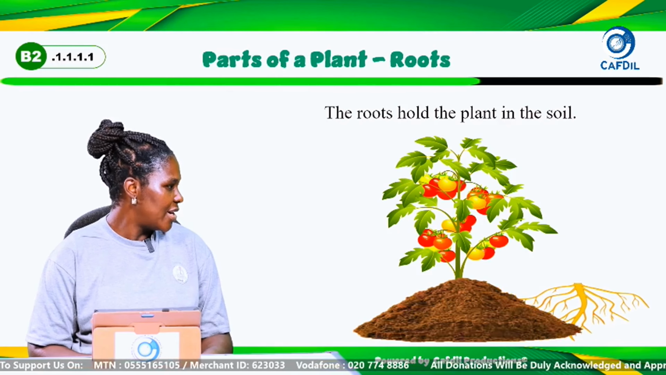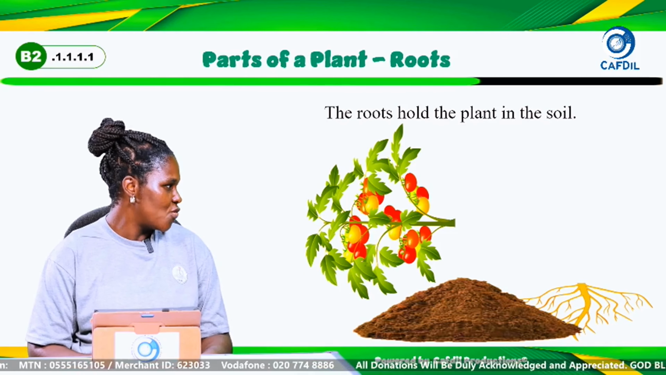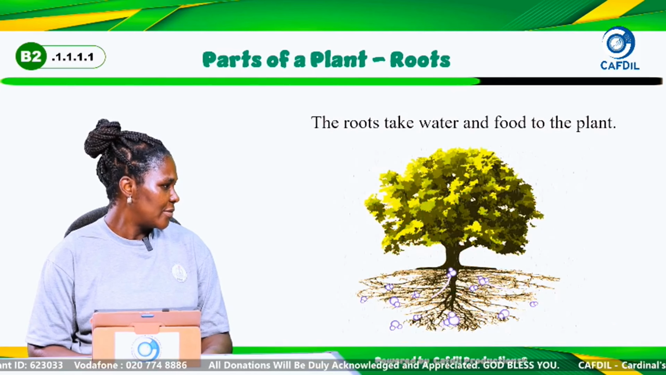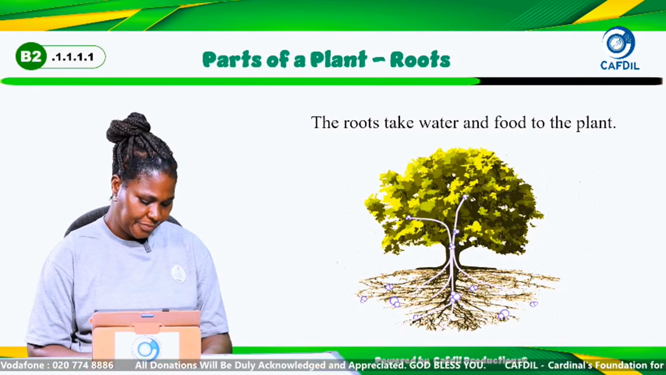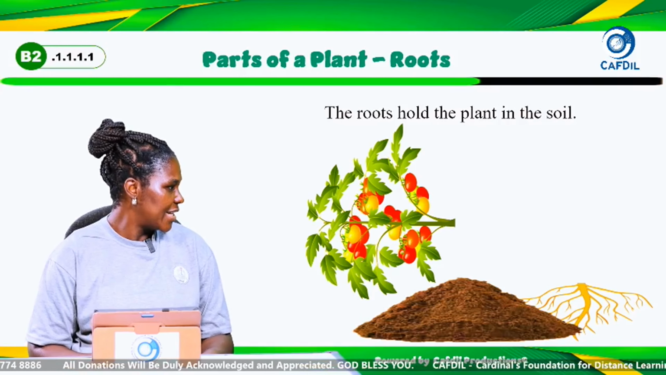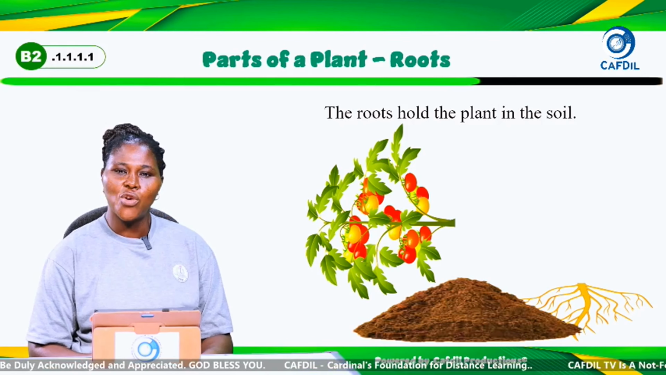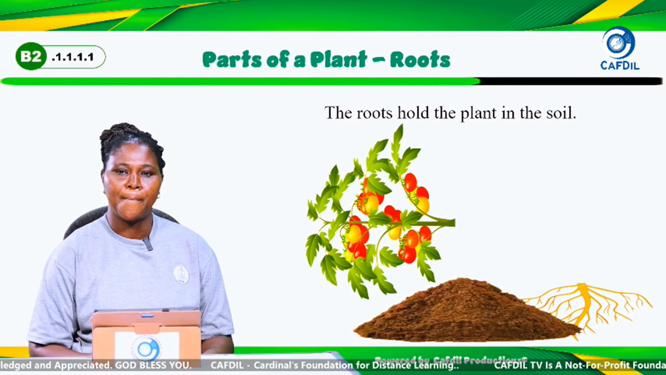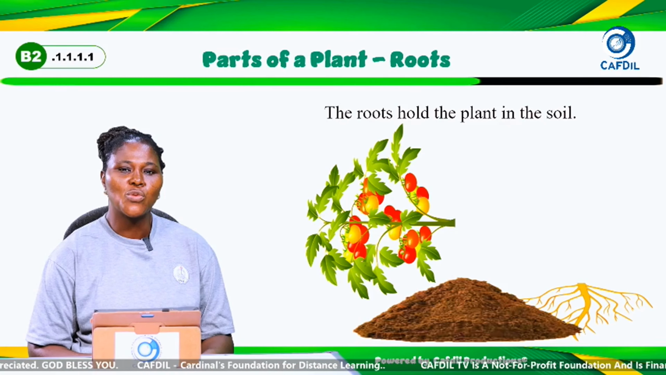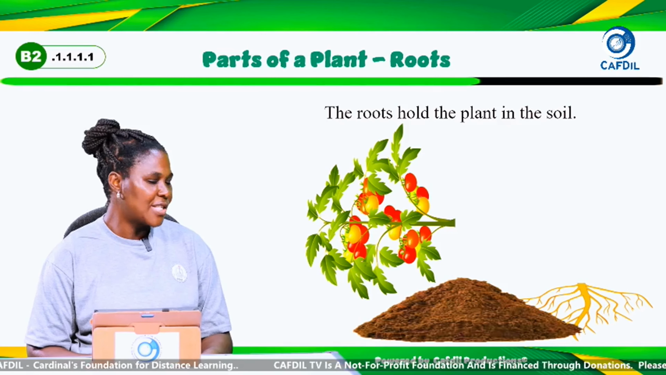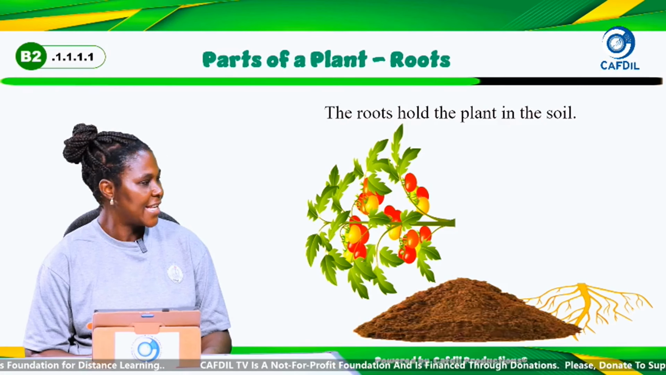Good. Now look at what is happening. The roots hold the plant in the soil. Let's look at it again. So if you cut the roots or you cut the plant, the stem, the plant will do what? To go down, to fall, because the roots is not there.